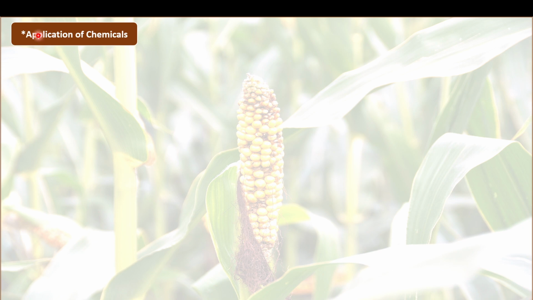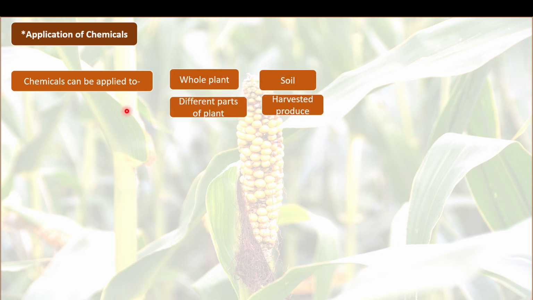Okay, so now we will move towards the topic of application of chemicals, right? Chemicals can be applied to what all things? Chemicals can be applied to the whole plant. It can be applied to soil. It can be applied to different parts of the plant, and it can also be applied to the harvested product, right?